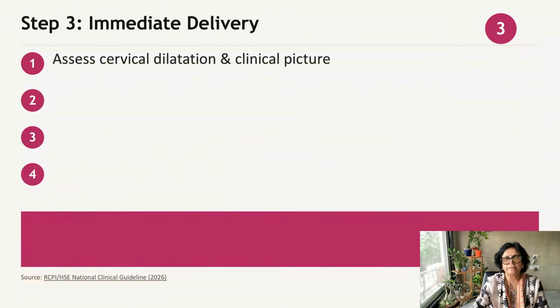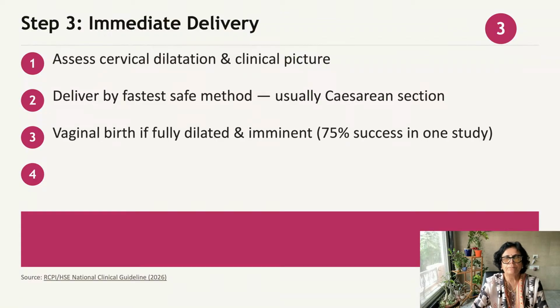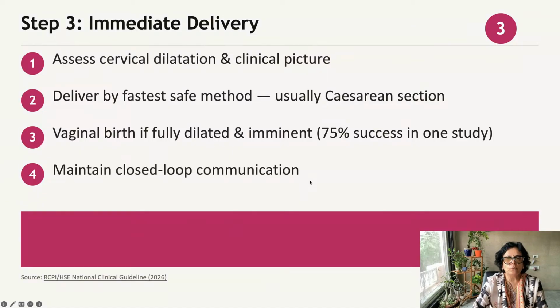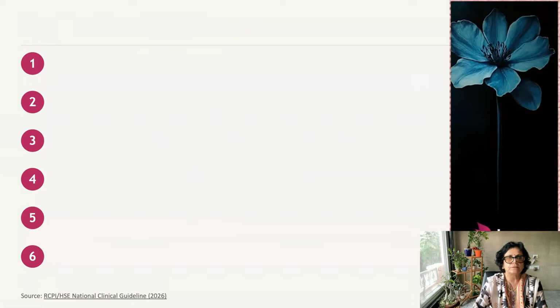Step 3 is immediate delivery. Assess cervical dilatation and the clinical picture. Deliver by the fastest and safest method, usually cesarean section. Vaginal birth if fully dilated and imminent, 75% in one study, and maintain closed loop communication. The target diagnosis-to-delivery interval should be under 30 minutes.